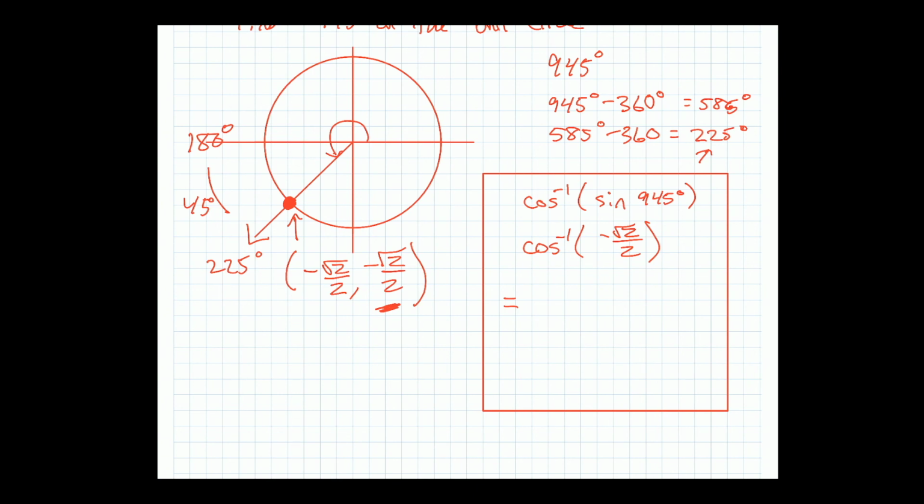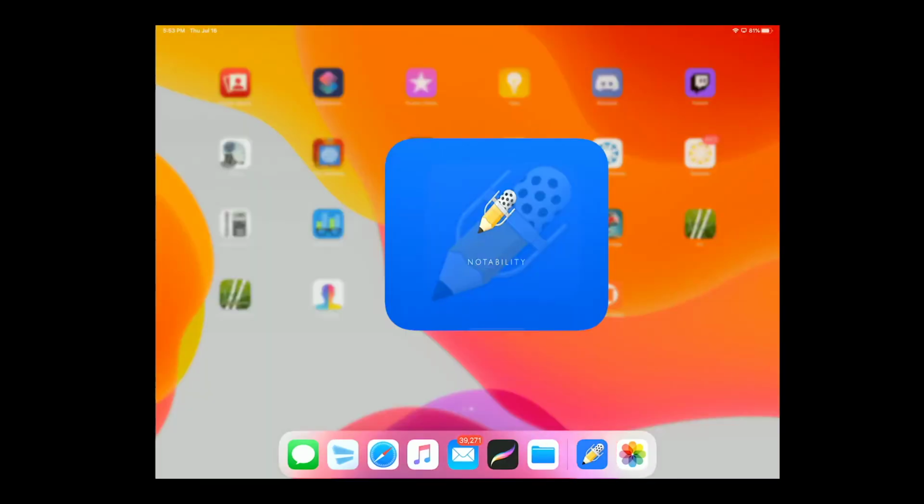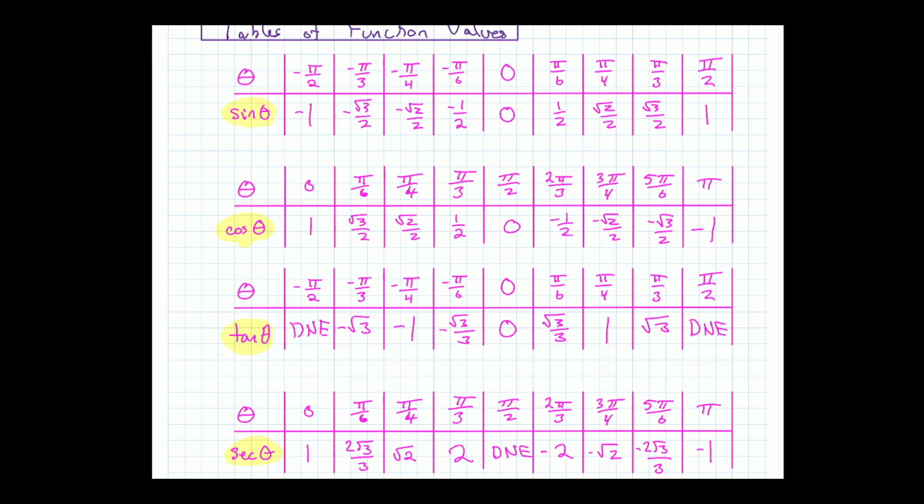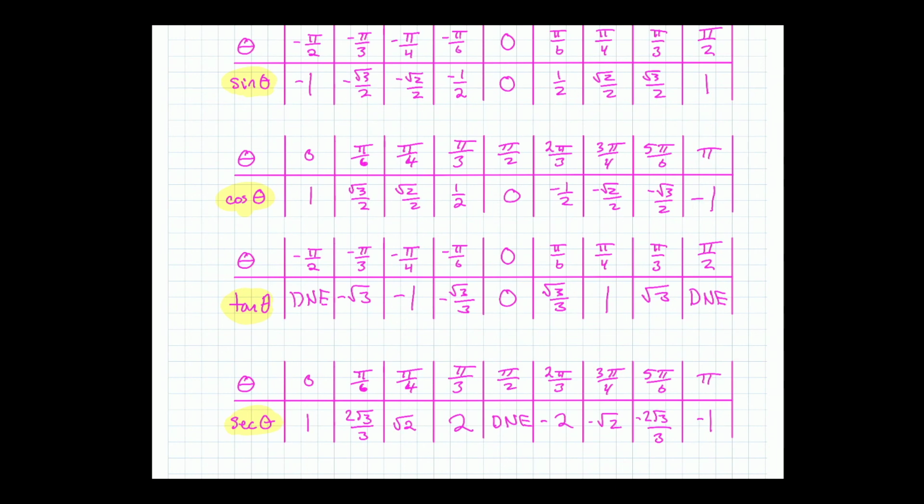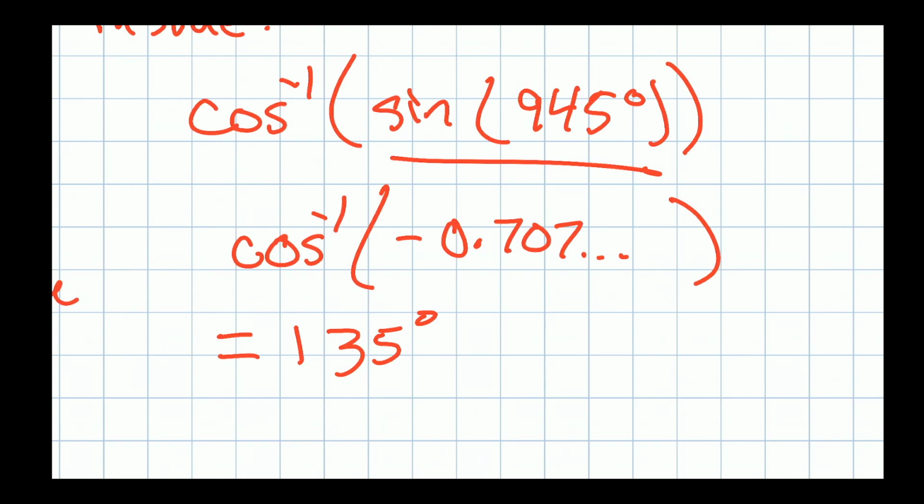Now, in order to find that, you're actually going to need those tables that we had from the other section. So cosine inverse of negative square root 2 over 2. So I'm going to go to my other notes. They're not opening. Getting real tired of this program. So if I go here and I look for cosine inverse of negative root 2 over 2, here's negative root 2 over 2. And so the answer is 3 pi over 4.